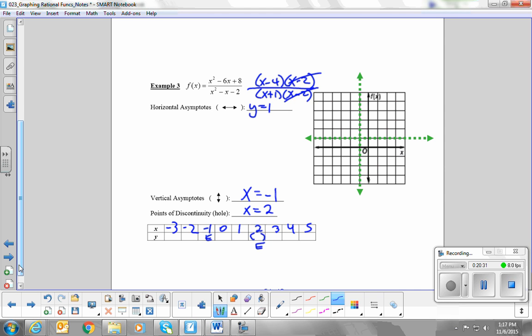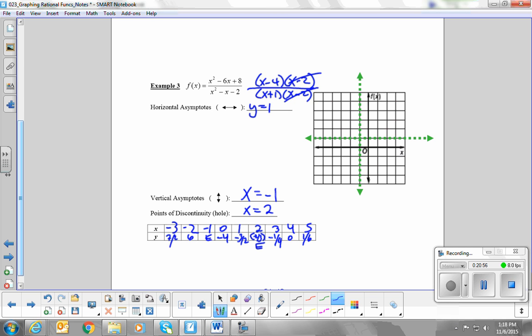Somebody want to read me the values again? 7 over 2. 6. Negative 4. Like 0? Oh, yeah, negative 4 at 0. Negative 3 over 2 at 1. Negative 2 over 3, which is the hole at 2. Negative 1 over 4 at 3. 0 at 4. And 1/6 at 5.